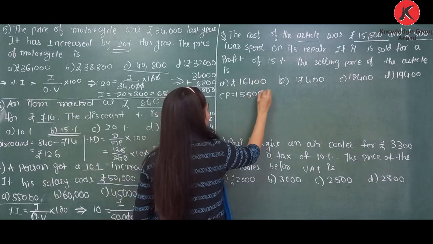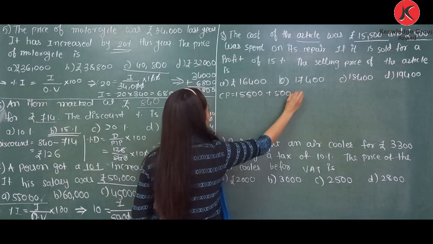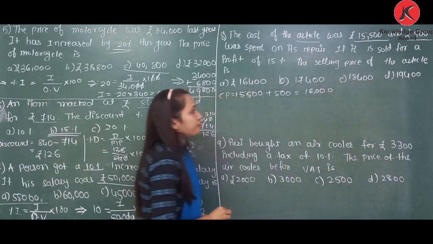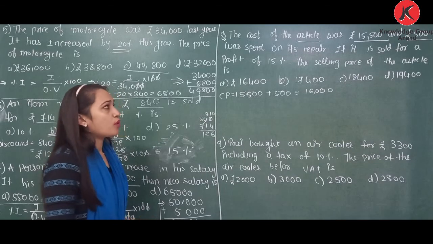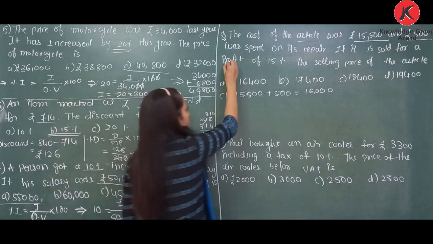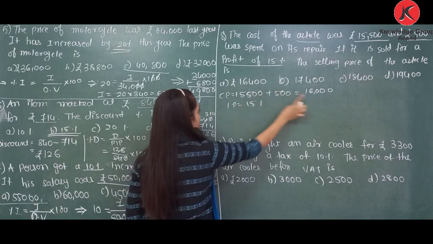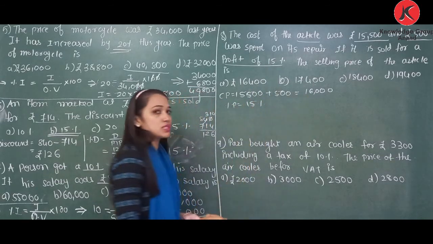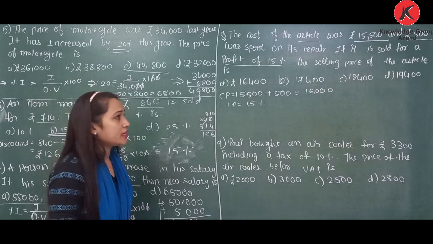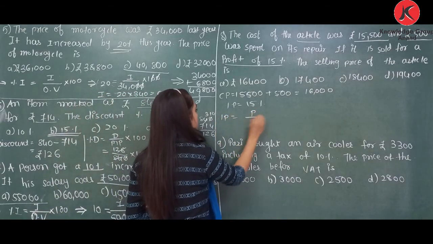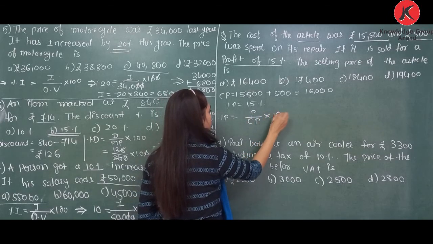15,500 plus 500 repair, so it will be 16,000. And it is sold for a profit of 15%. Profit is 15%, so percentage profit is 15%. Cost price is given as 16,000, percentage profit is given as 15%. So we can find the profit in rupees.